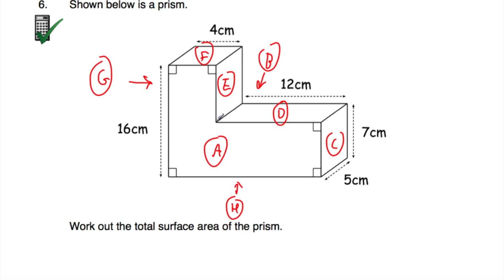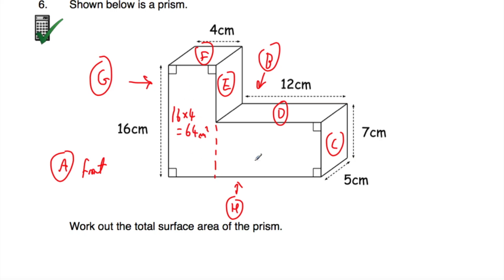Okay, so let's start off with A. So if we want to find the area of A, I'm just going to write front there. What we would do is we'd split it up into 2 rectangles. So I'm just going to chop it down this way. And in terms of this rectangle, we know it's got a height of 16 centimeters and a width of 4 centimeters. So if we do 16 times 4, that's equal to 64 centimeters squared. So that's the area of this rectangle.